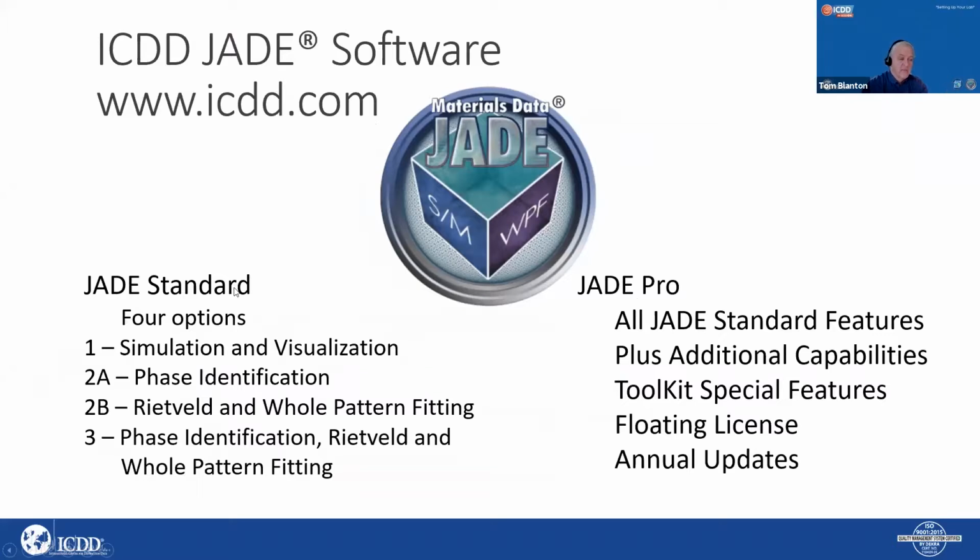JADE Standard is a perpetual license, and there are 4 options of visualizing your data, adding in phase ID, doing Rietveld, or doing the phase ID and Rietveld analysis. JADE Pro has all of the features of JADE Standard, plus additional capabilities, for example, cluster analysis. There's a toolkit with special features to do enhanced analysis of materials. It is a floating license, and it is an annual renewal, so you will also be getting annual updates.